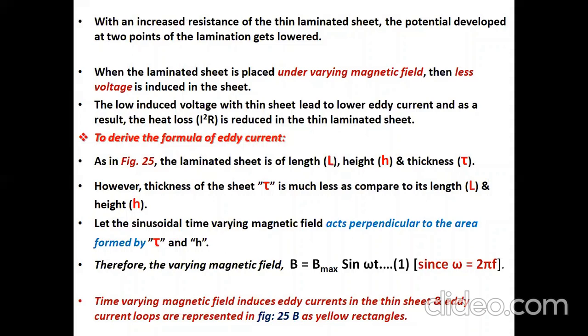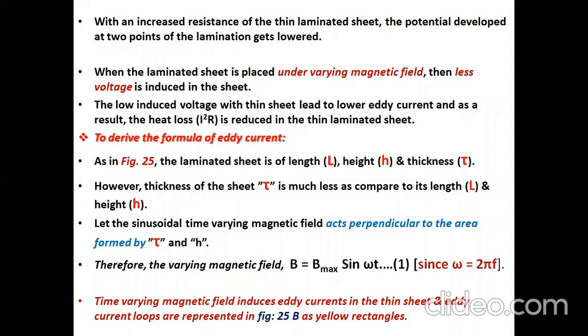To derive the formula of eddy current, as in figure 25, the laminated sheet is of length L, height h, and thickness tau. However, the thickness of the sheet tau is much less as compared to its length L and height h. Let the sinusoidal time varying magnetic field act perpendicular to the area formed by tau and h. Therefore, the varying magnetic field B equals B max sine omega t, since omega equals twice pi f.